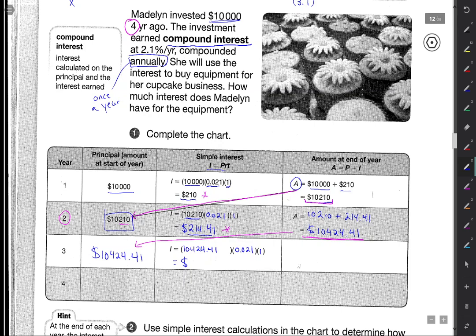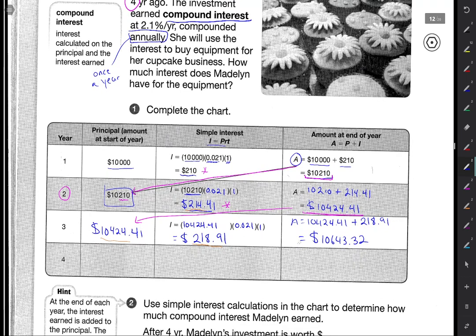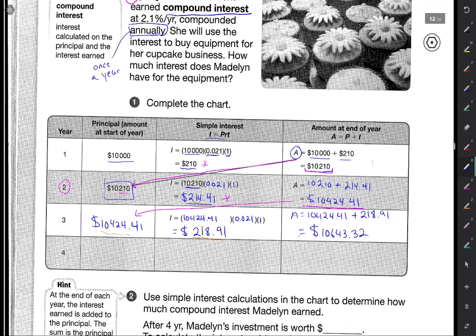And the interest you would have is $218.91 this year. So again, it went up from the previous year because now our initial amount has a little more on it because we had to add that interest from the last year. So finally, the amount would be $10,424.41 plus that interest we just calculated, $218.91. So in total, at the end of the third year, she would have $10,643.32. I'm going to fill out the last row of this chart and then we will cut back.